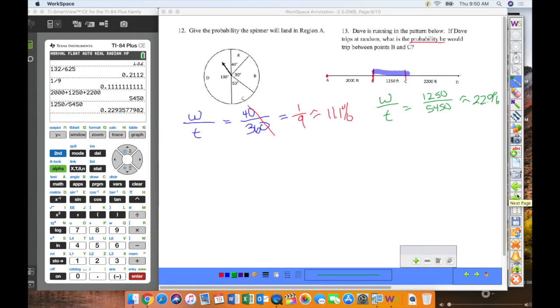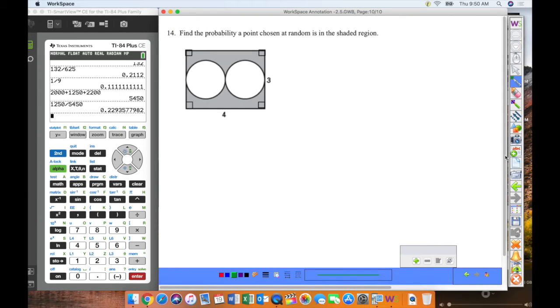And just one more of these, baby. Find the probability that a point chosen at random is in the shaded region. So you can see the outside shape is totally a rectangle, and we've got circles inside of this. And here's what we need. We need to find the probability. So we've got to do want over total, and we want to land in the shaded region. Well, the area of the shaded region is a goofy shape, right? So we have to figure out what that is. And wouldn't that be the rectangle, the whole big thing, take away these two circles?